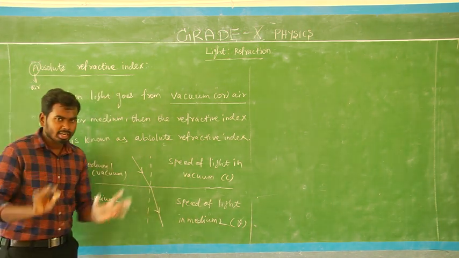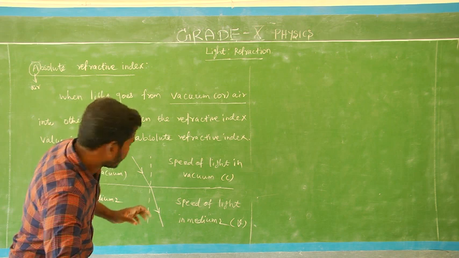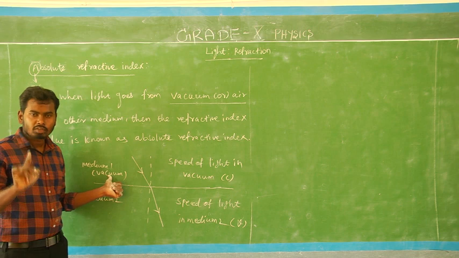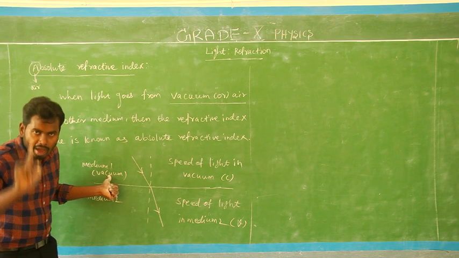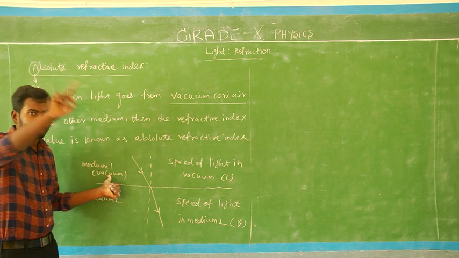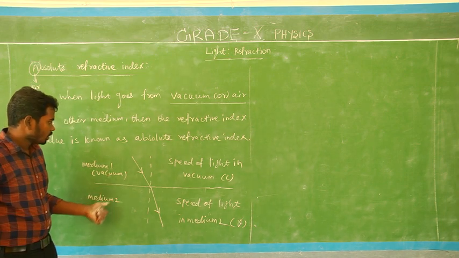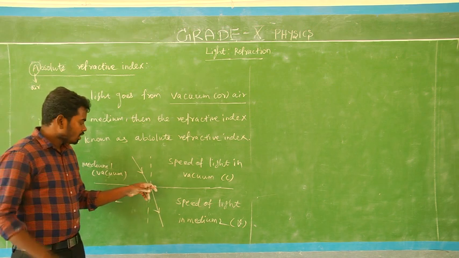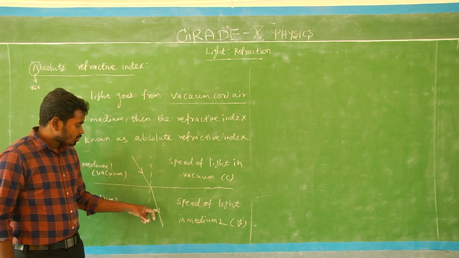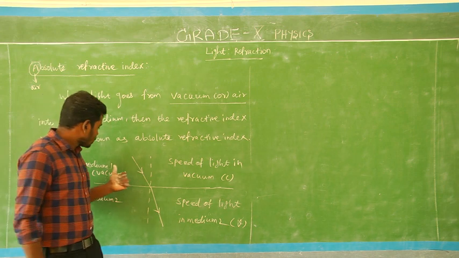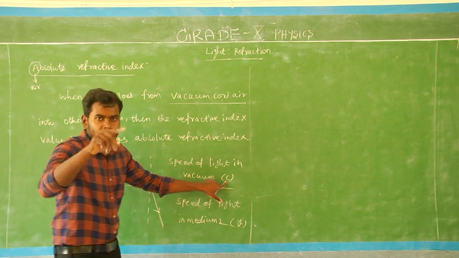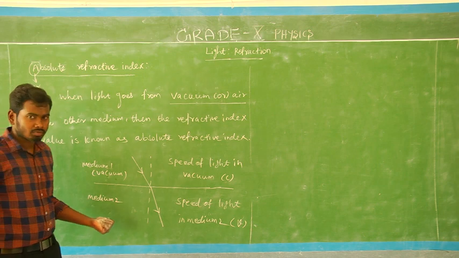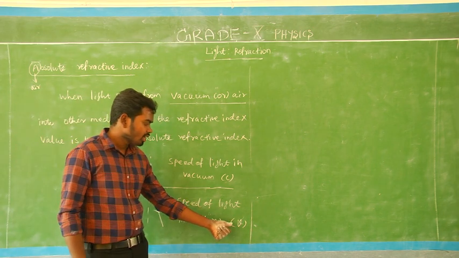Consider two media, to understand absolute refractive index. This is medium 1, this is medium 2. In absolute refractive index, the first medium should be only vacuum. Light goes from only vacuum to another medium, whatever it is. Light which travels from vacuum to another medium slows down, so it is refracted and moves towards the normal. The speed of light in vacuum is denoted by the letter small c, and the speed of light in that medium is denoted by the symbol b.